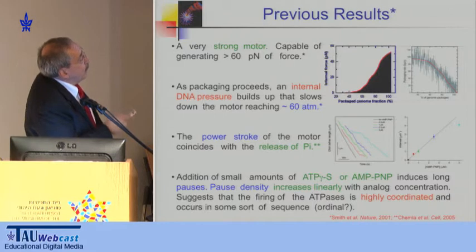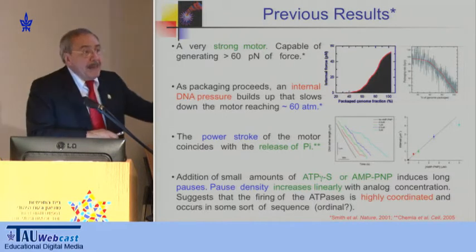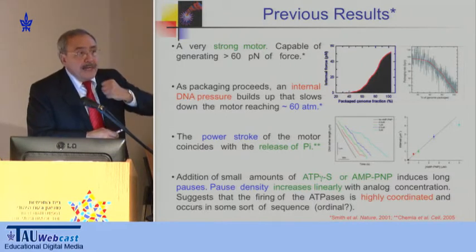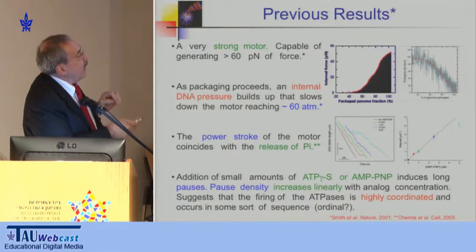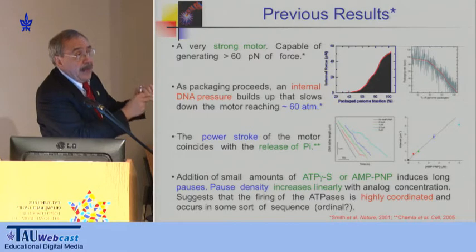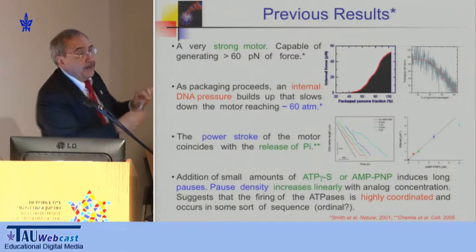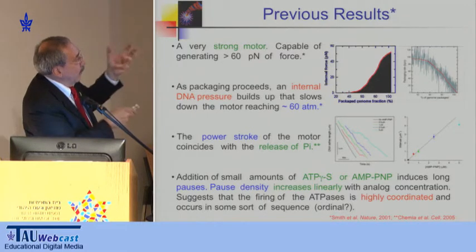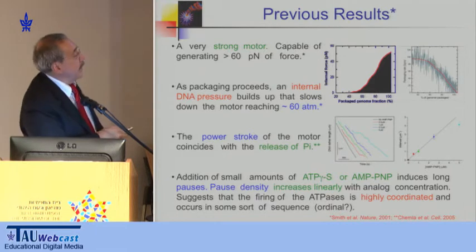We also showed that the power stroke, the moment in which the chemical energy is converted into mechanical movement, coincides with the release of phosphate. So once the phosphate has been hydrolyzed from the ATP, the moment the phosphate is released is where actually the movement of the DNA occurs.